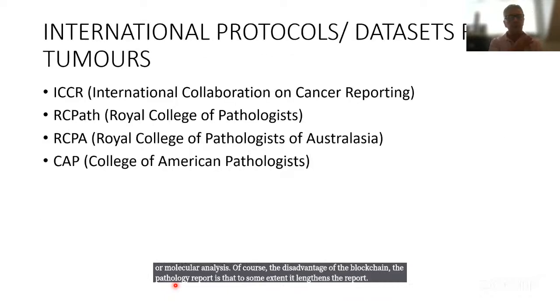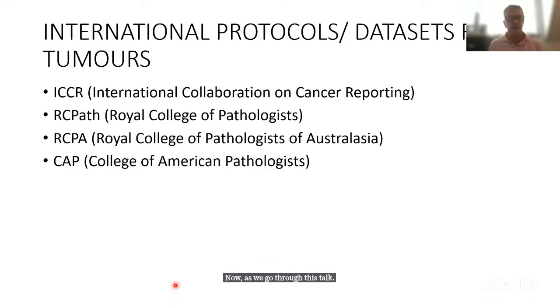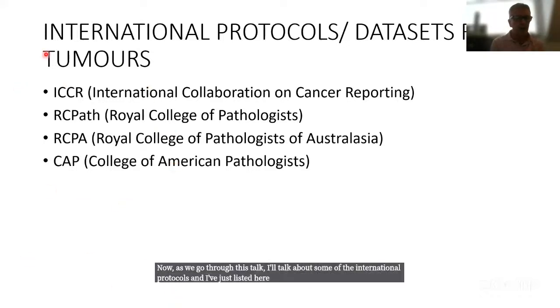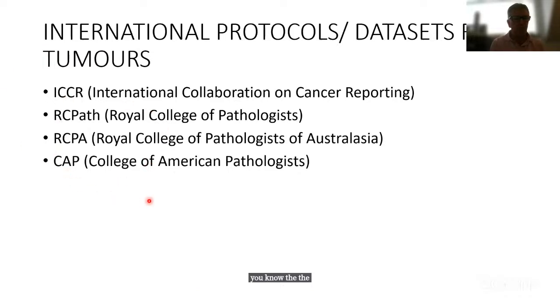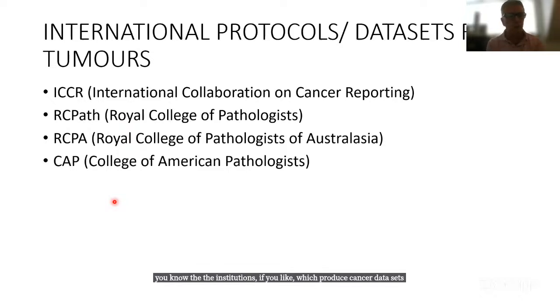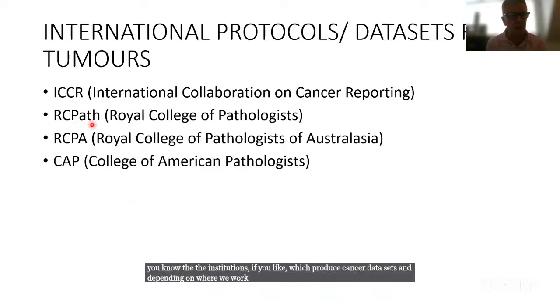Of course, the disadvantage of the block key in the pathology report is that to some extent it lengthens the report. Now, as I go through this talk, I'll talk about some of the international protocols, and I've just listed here the institutions which produce cancer data sets. Depending on where we work, for example, in the UK, we follow the RC Path data sets.